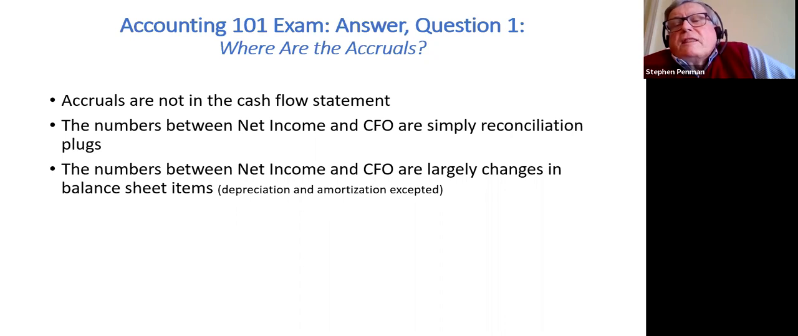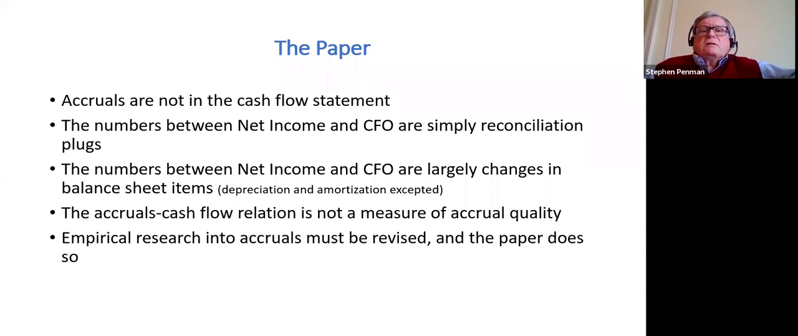So the plug number for revenues is a change in accounts receivable. But the basic point is that that's not really the accruals. So class, we move on to this paper. It makes those 3 points, and then it says, as a result, this accruals cash flow relation is not a measure of the quality of accruals. And empirical research in accruals must be revised, and the paper starts to do so. So that's basically the content of the paper.